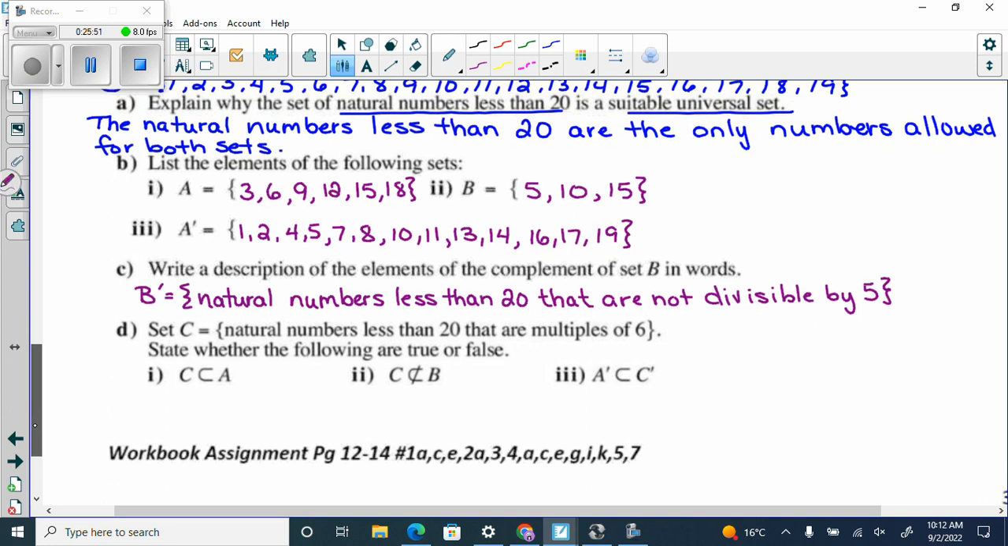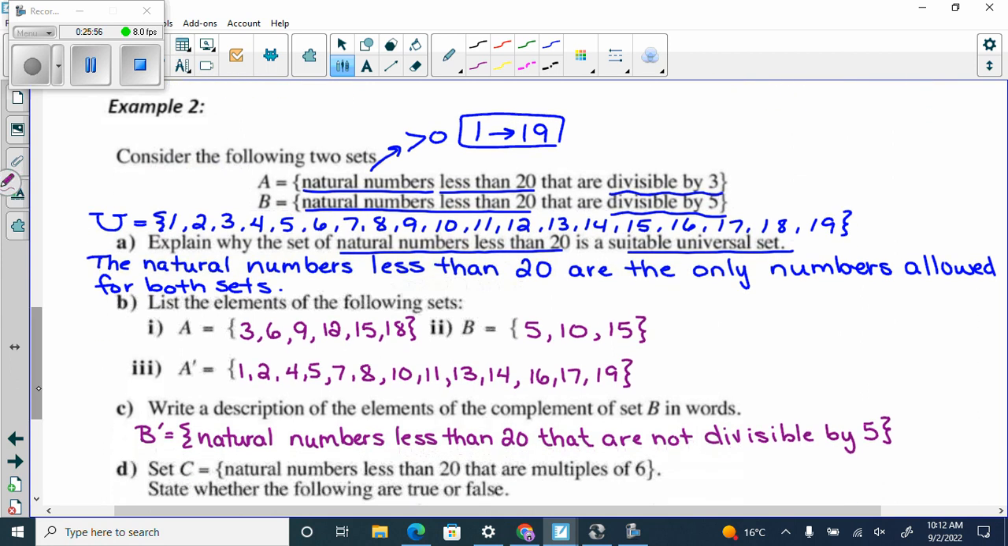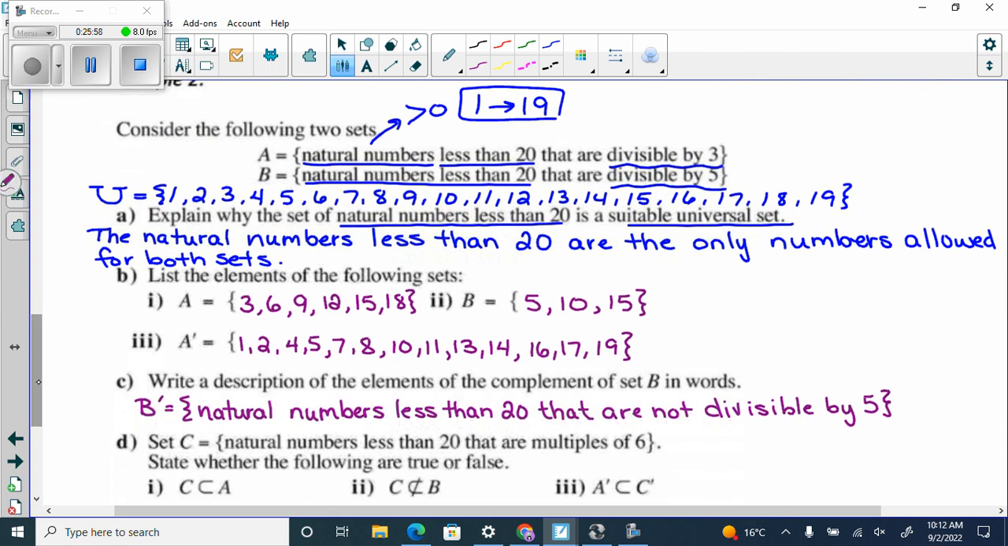They give us a new set. C is the natural numbers less than 20 that are multiples of 6. What's a multiple of 6? It starts at 6 and then goes up by 6. Starts at 6, goes up by 6, right?